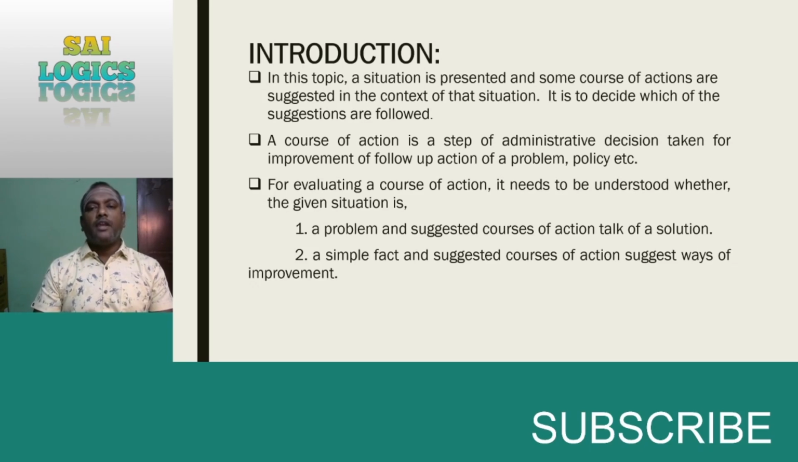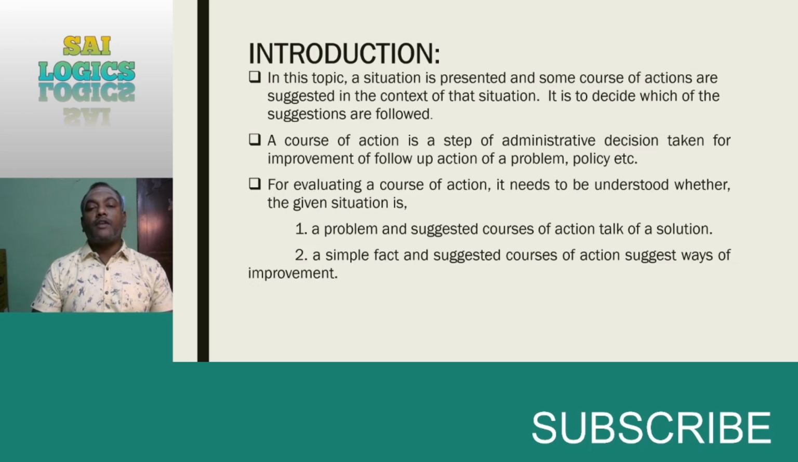So which course of action will we treat as a correct course of action? A course of action is a step of administrative decision. Why administrative decision? Administrative decision will not be there for an individual. That is the reason why, as I already told you, these problems do not pertain to an individual person. So it is an administrative decision taken for improvement or follow-up action of a problem, policy, etc. So a course of action is just an administrative decision taken for the solution of the problem or improvement of policy.